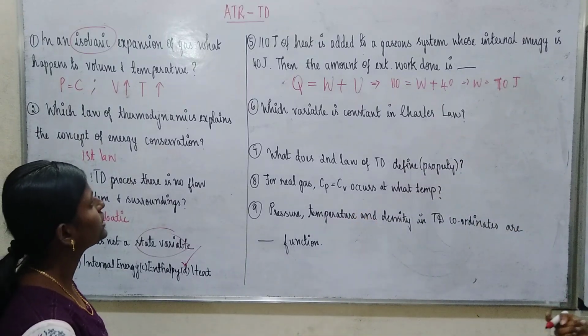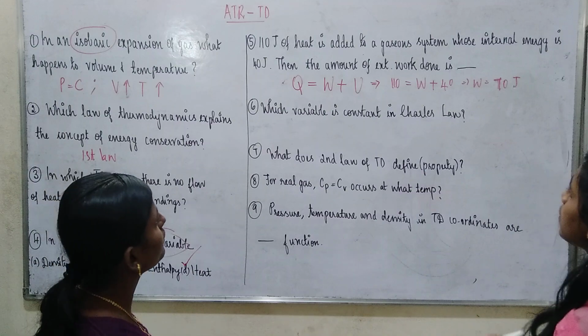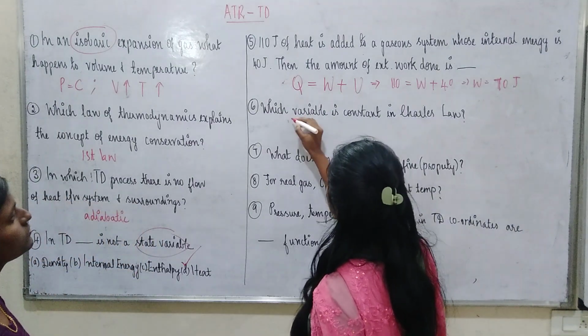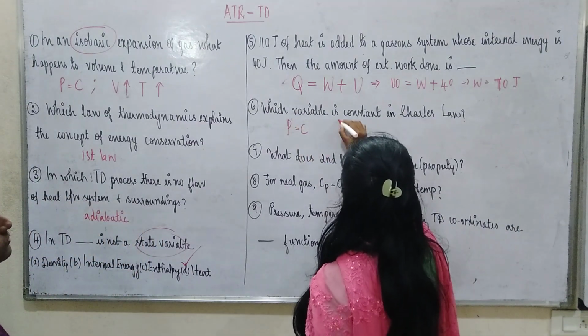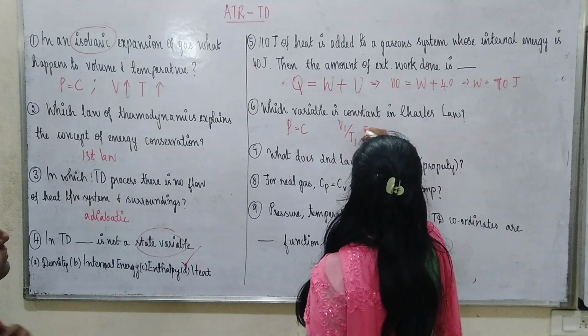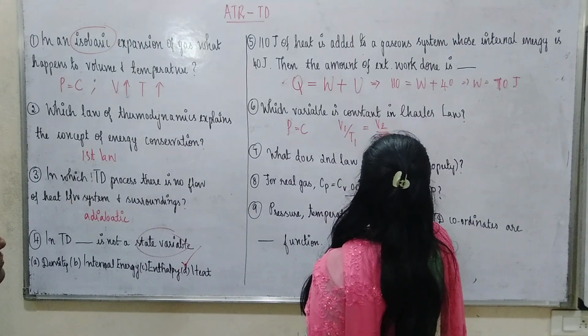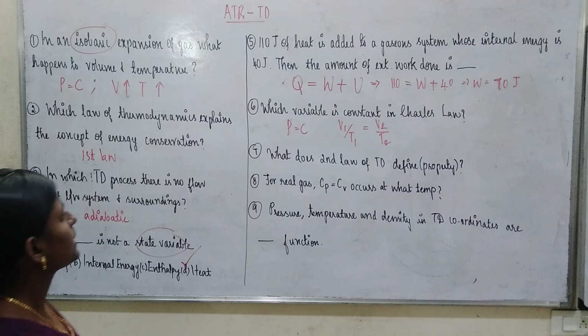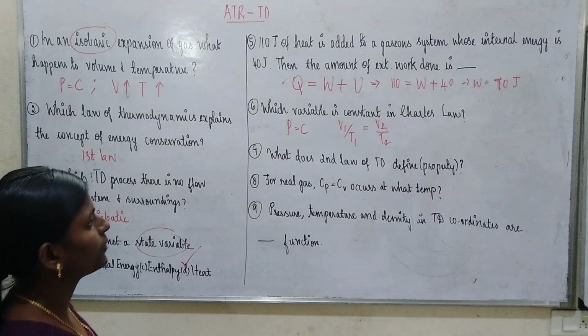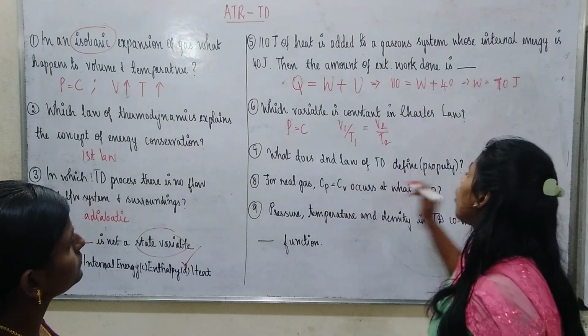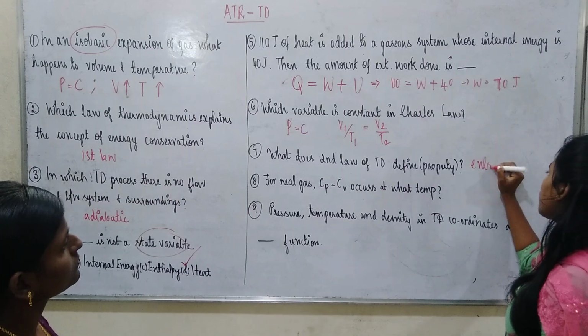Next, sixth question. Which variable is constant in Charles' law? In Charles' law, pressure remains constant, so V1 by T1 will be equal to V2 by T2. What does the second law of thermodynamics define? The property which the second law of thermodynamics defines is entropy.